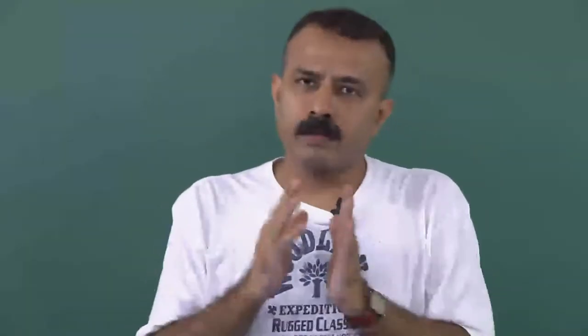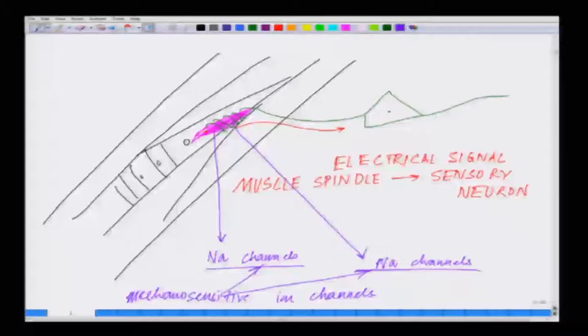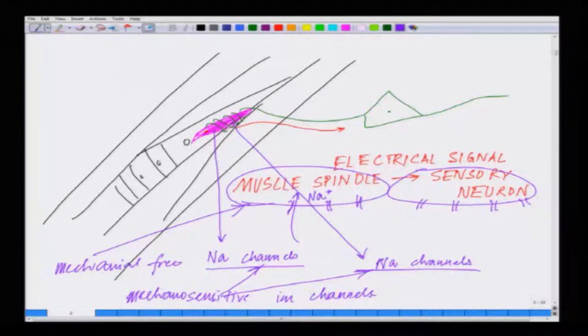So, essentially this is the first level of energy transduction which is taking place. This muscle spindle is getting a mechanical force, and this, though it is not yet clear, opens up a series of sodium or cationic channels, it may even be calcium, which is not really known, and this leads to the generation of an action potential.